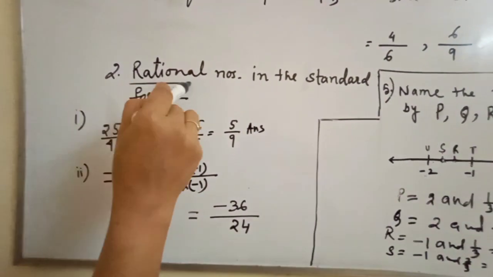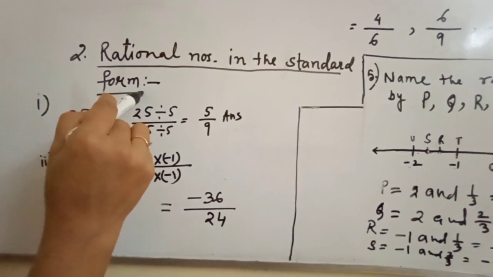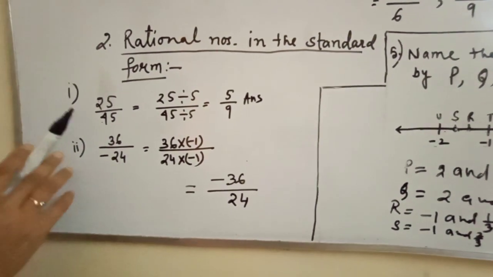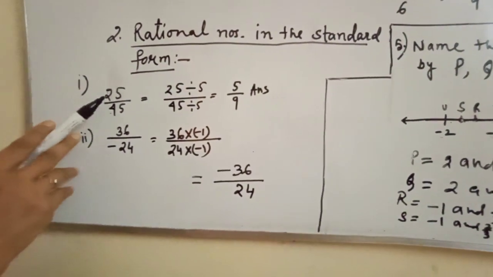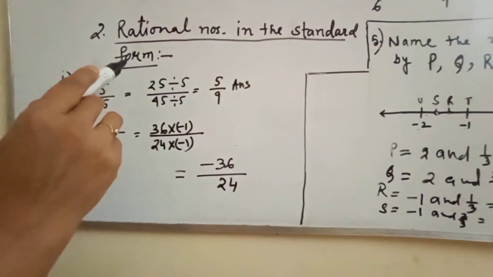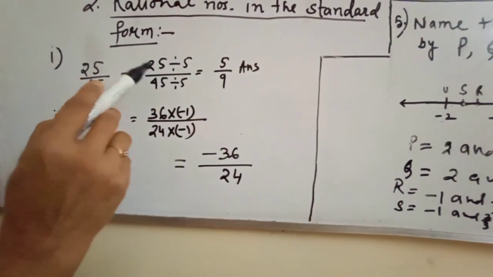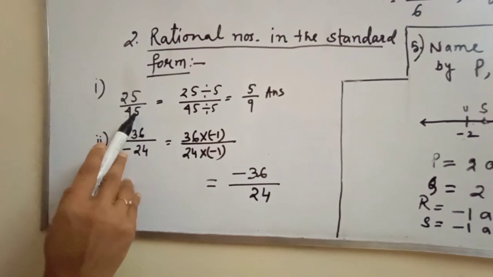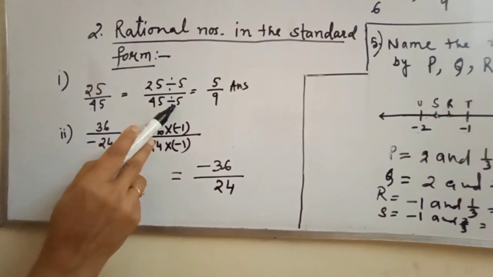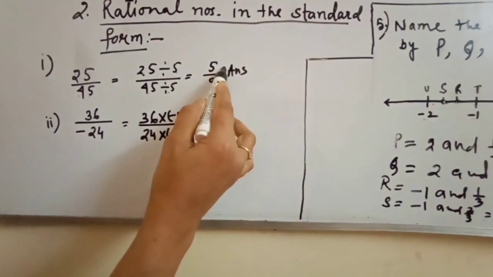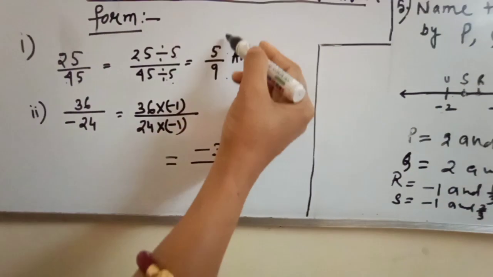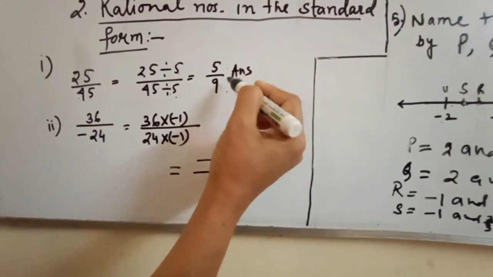Now another part: how to convert a rational number into standard form. Take one example, 25 by 45. Both are positive numbers, so there is no need to change any sign. Now you have to cancel it to the simplest form. Both numbers are divisible by 5, so first I am dividing by 5. 25 divided by 5 is 5, 45 divided by 5 is 9. Now, can it be divided any more? No. So it is the standard form.